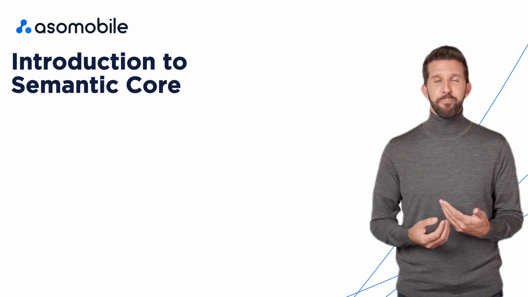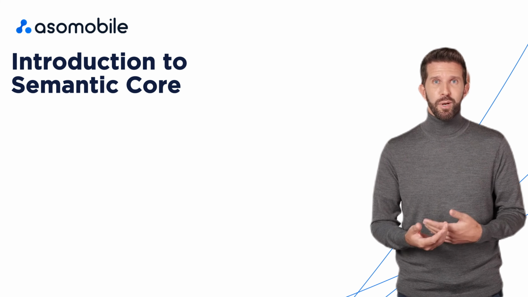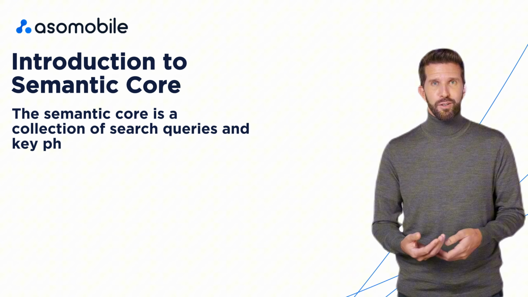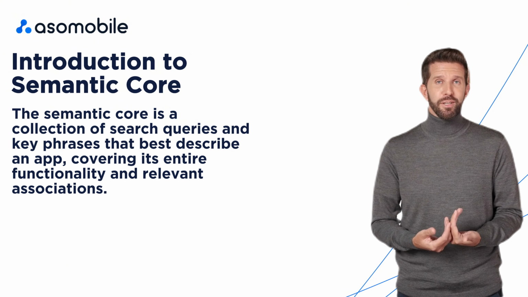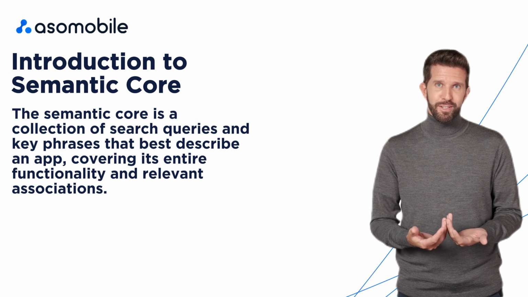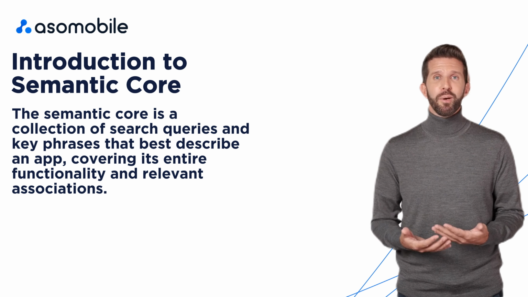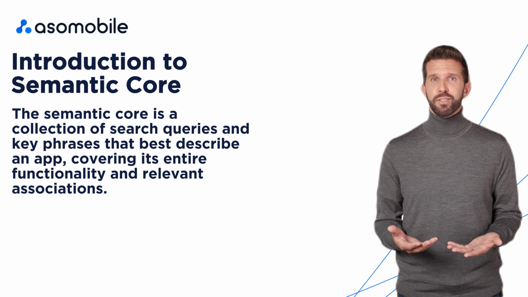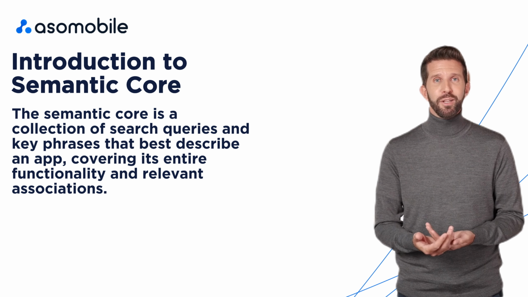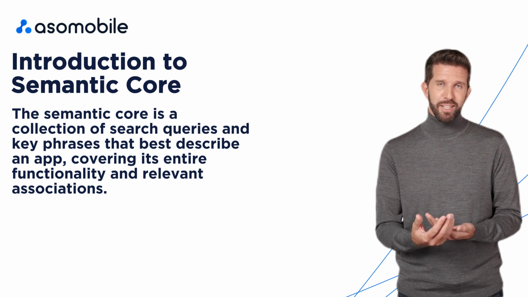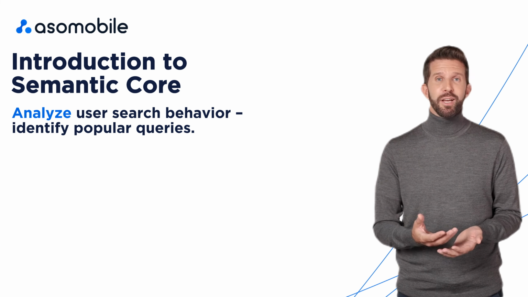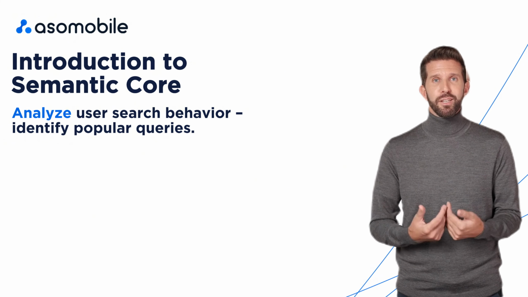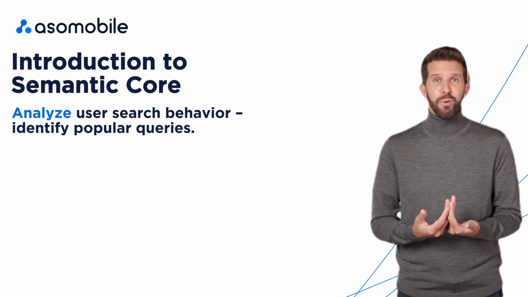Now that we understand the basics of ASO, let's move on to building a semantic core. The semantic core is a structured set of keywords that define the search visibility of your app. It's the foundation of effective ASO, because the right keywords determine whether your app appears in relevant searches or gets buried under competitors. To build a strong semantic core, you need to analyze user search behavior, identify what words and phrases your potential users are searching for.